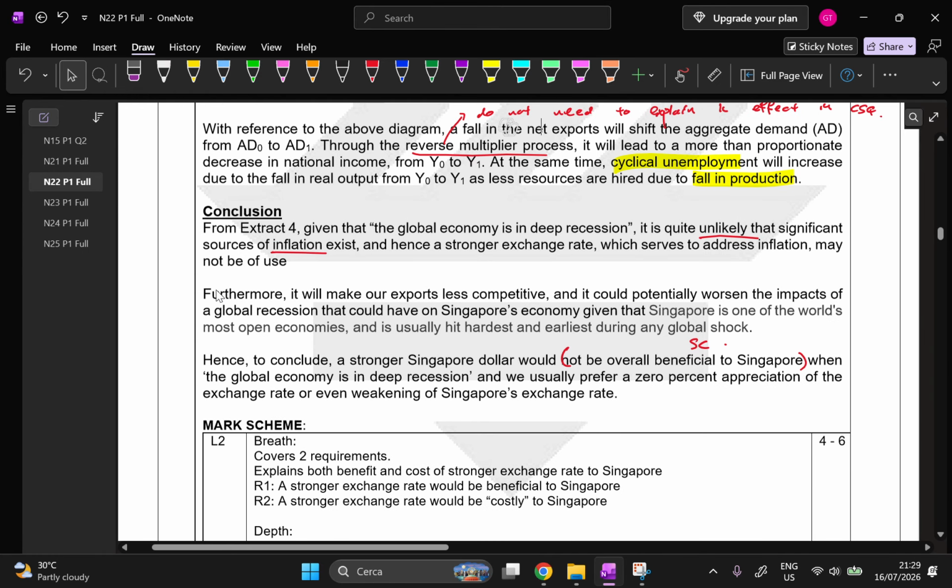Now for your summative conclusion, I actually recommend putting your summative conclusion in front. So likewise, I don't like this answer key. I think this should have been in front. Your summative conclusion is that a strong Singapore dollar would not be of overall benefit to Singapore when the economy is in deep recession. And this did indeed talk about the 0% appreciation.